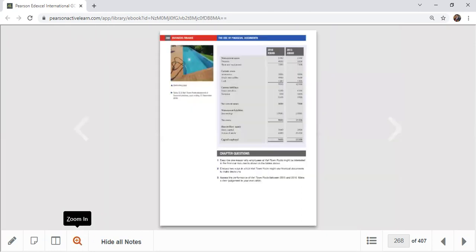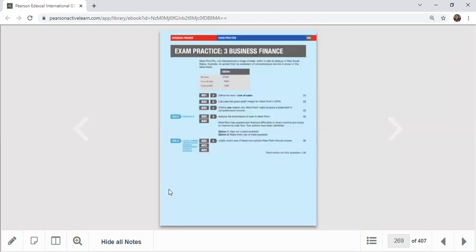Okay, right. Now we are moving into the exam practice, the questions of business finance. The entire business finance chapter will be done with this. After that, my next session is on operational management. We are going to discuss economies of scale there. Right, exam practice 3, business finance.